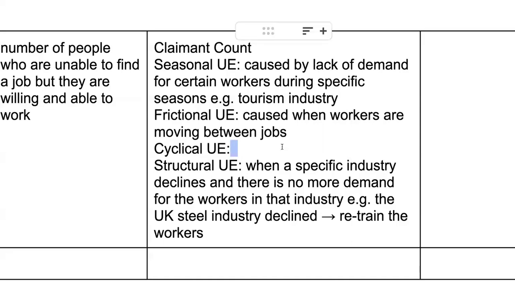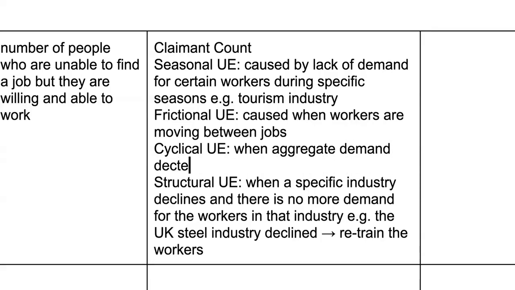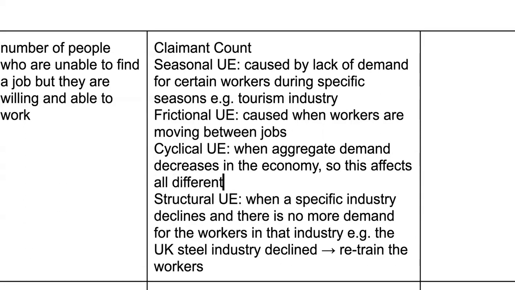What's cyclical unemployment? Isn't it just like a constant cycle where unemployment increases and decreases? Yeah, pretty much. And Neeraj, what were you going to say? No, I was thinking the same thing. It's because of the business cycle. Cool. So it's when aggregate demand decreases in the economy. So this affects all different types of workers.